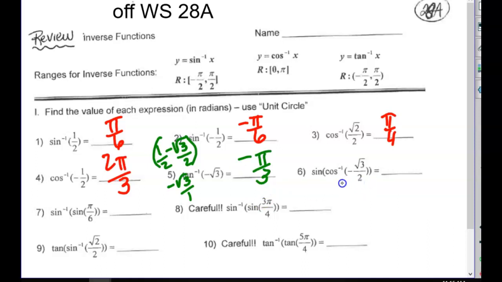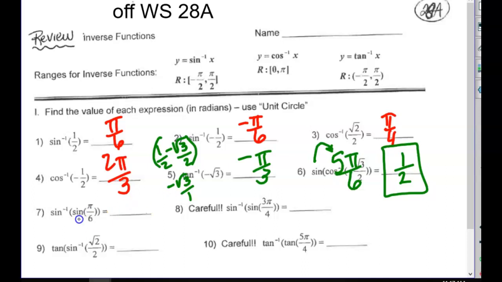Okay, good job. Okay, this says, where is the cosine negative square root of 3 over 2? The cosine is negative square root of 3 over 2 at 5 pi over 6. And then it says, what is the sine value at 5 pi over 6? A couple of you didn't know how to do these. Yes, when I get to the 5 pi over 6, the sine value is 1/2.